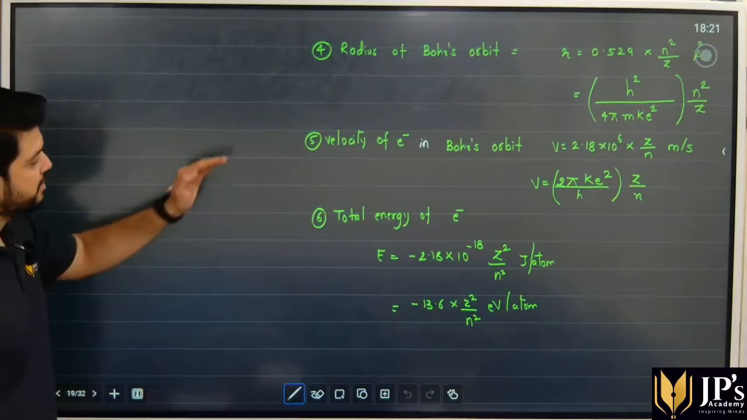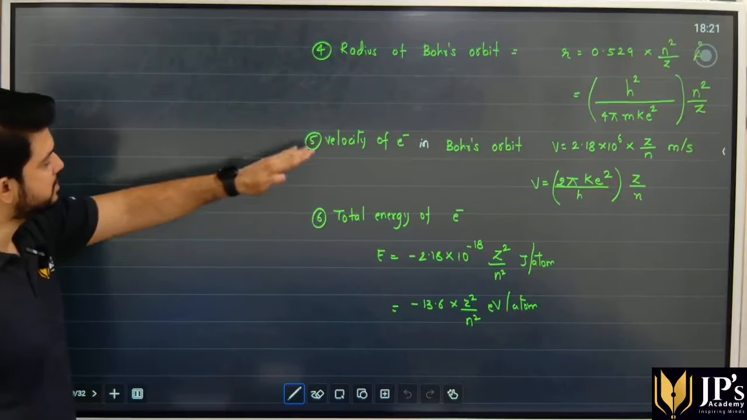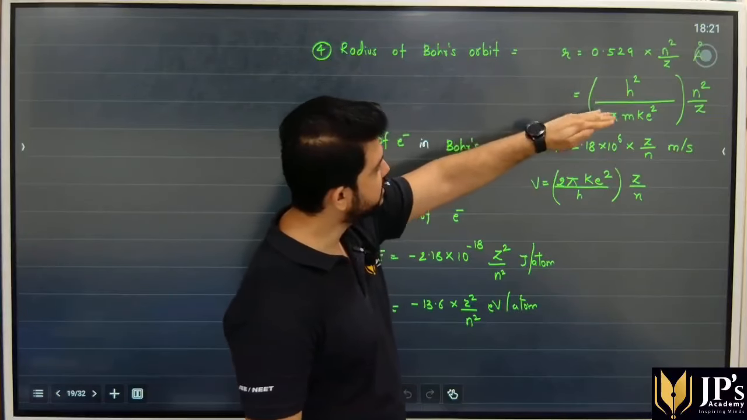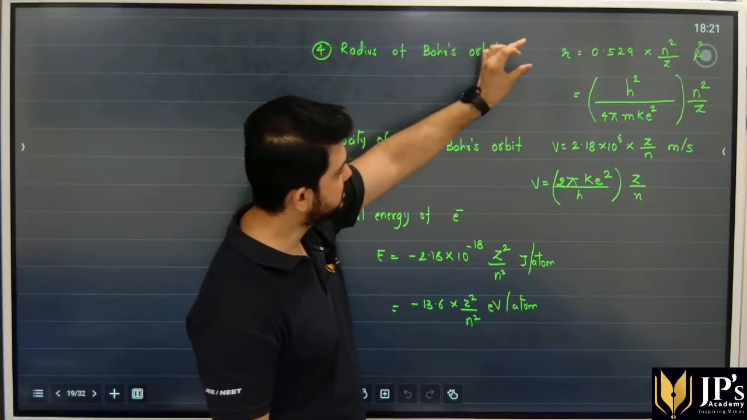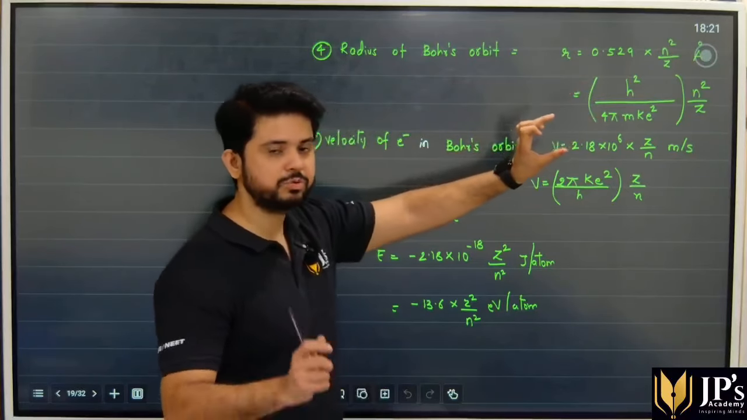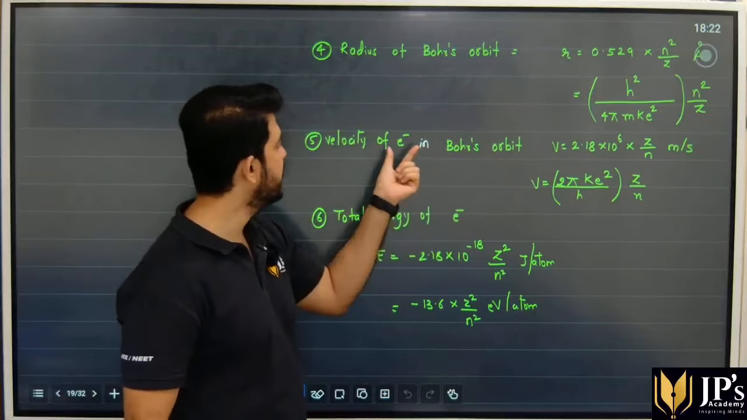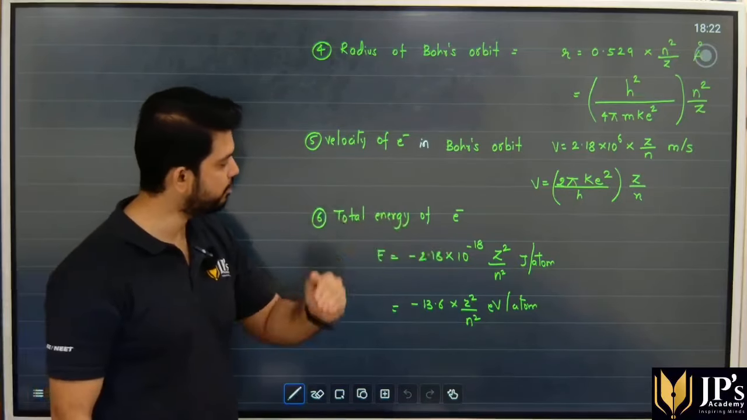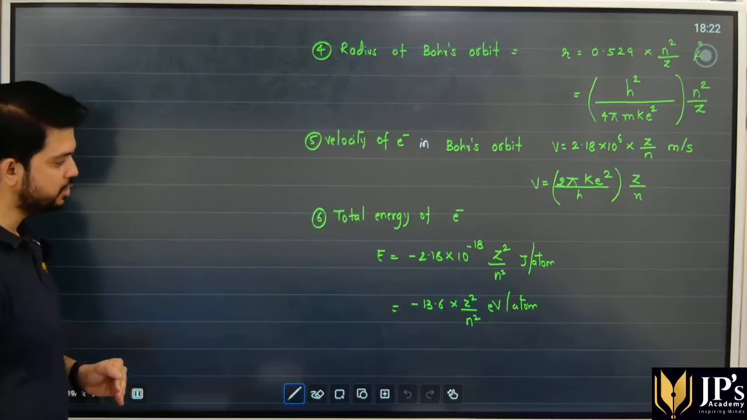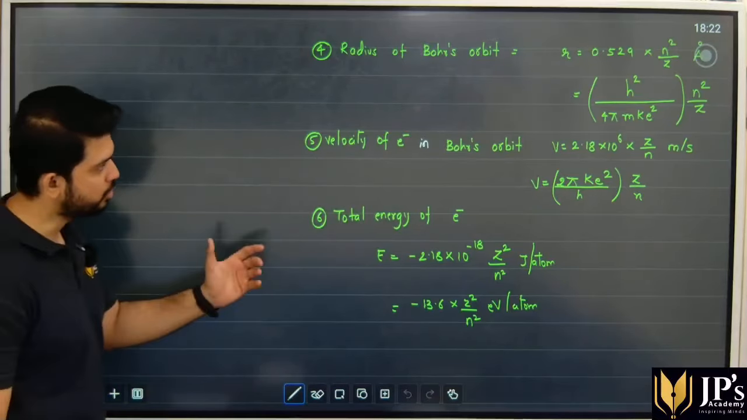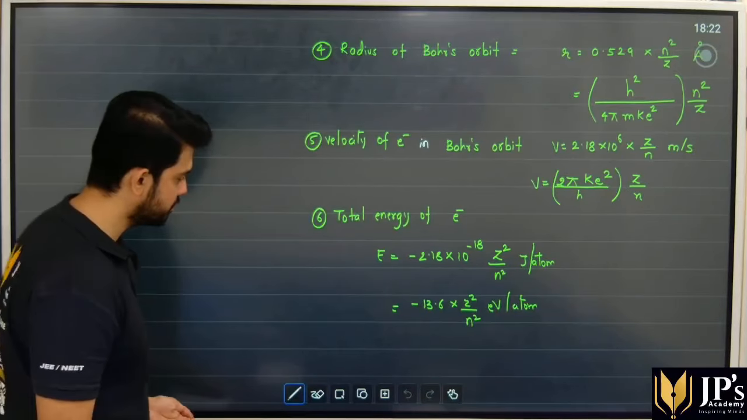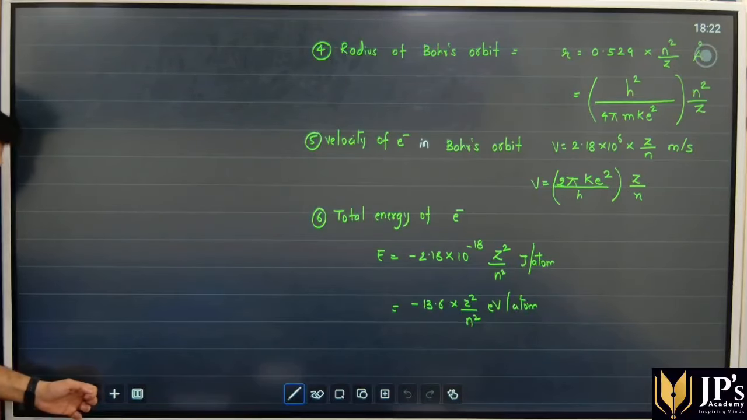The next, we have a very important formula students. This is the formula for radius of Bohr's orbit. I have given both the expressions. The first one is the direct expression. The second expression students, they can ask in JEE Advanced. Then we have the formula for the velocity of the electron. Then we have the formula for total energy of the electron. Total energy of the electron students is given in terms of joules per atom and also in terms of electron volt per atom.